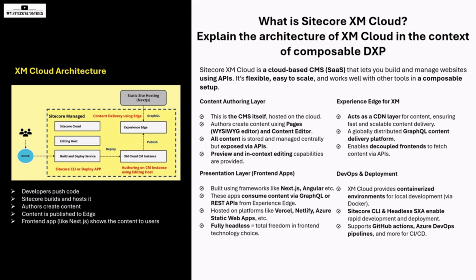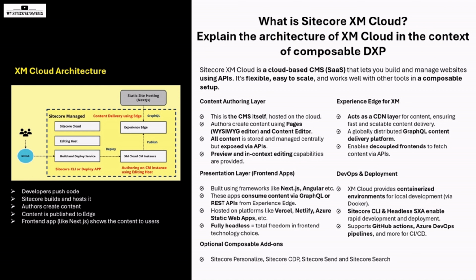Then you can get help from the Sitecore CLI, of course, for serializing the content and the deployment, and headless SXA for rapid development. So Sitecore CLI and headless SXA enable sites, and will help you with rapid development and deployment. And as I said, XM Cloud has inbuilt support for DevOps tools. It supports GitHub Actions, it supports Azure DevOps pipelines, and many more CI/CD tools. So DevOps and deployment is a very critical element in the XM Cloud architecture.